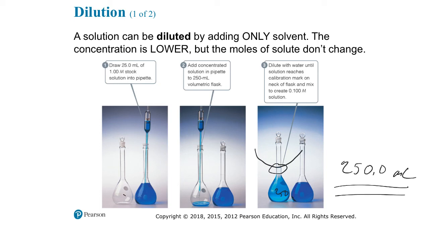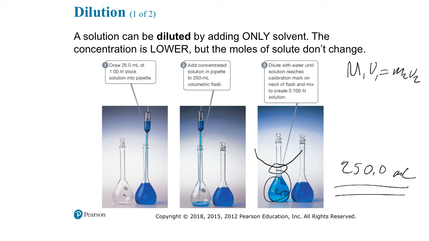So if I take 25 milliliters of my stock solution, add it to a new flask, and then fill the rest of the volume up with just pure water, what I'm doing is diluting the solution. And the way I'm diluting it is I'm taking the moles in the blue color, that's probably some sort of copper solution, and I'm lowering the concentration just by adding pure water. So there's an expression we'll use a lot, M1V1 equals M2V2.